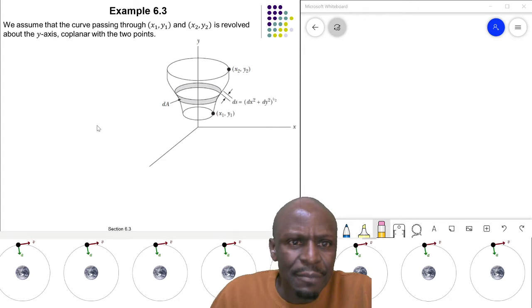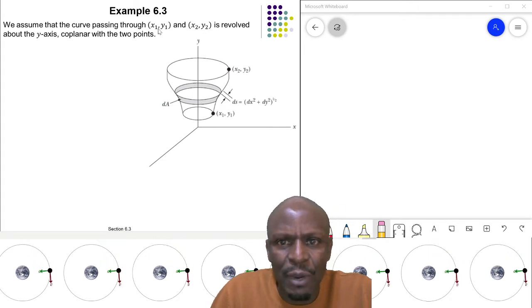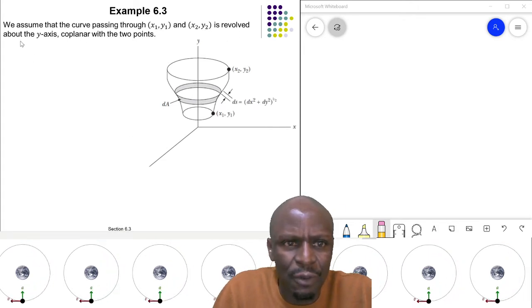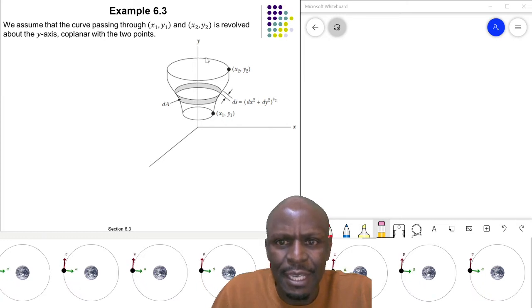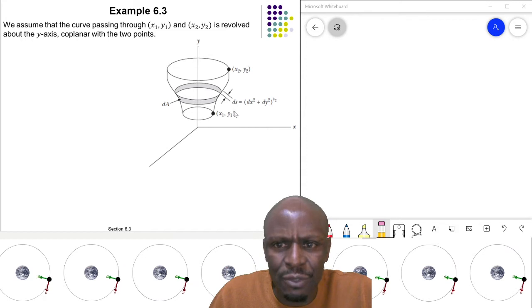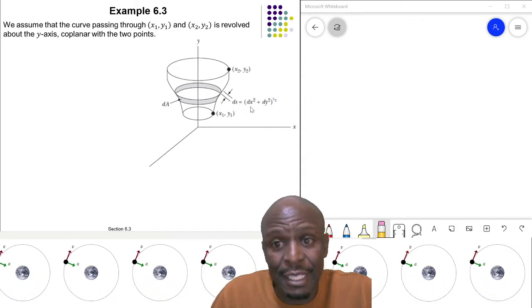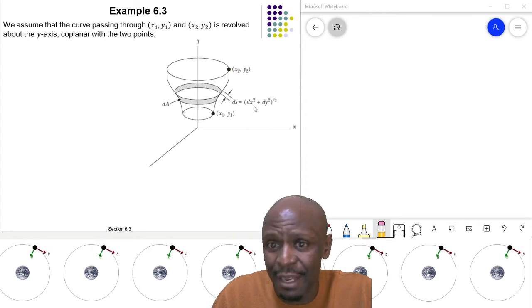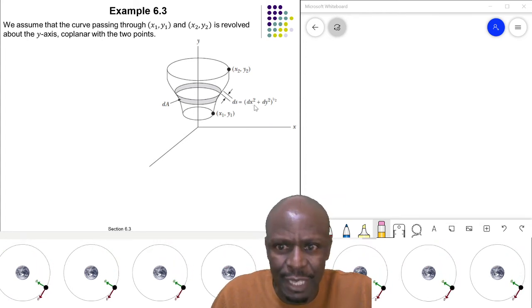Now, in this case, we assume that the curve passing through point 1 and point 2 is revolving around the y-axis. In that case, you can see what your ds is. Your ds is just given by this, and you apply the same thing; I've just shown you in the previous slide how to get that.